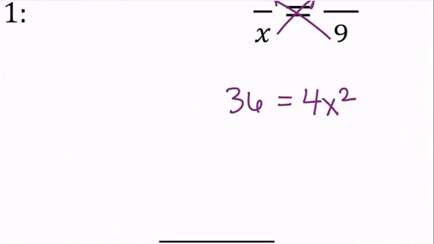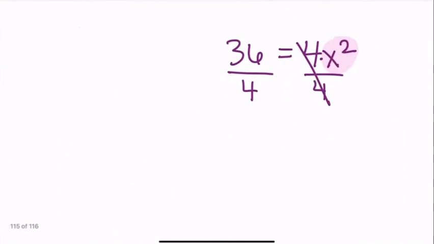Remember, I'm trying to isolate x. X is over here. If it'll help, I can highlight that for you. Right now, it's being multiplied by a 4, so I'm going to divide by a 4. That will cancel it out. So I have 9 equals x squared.